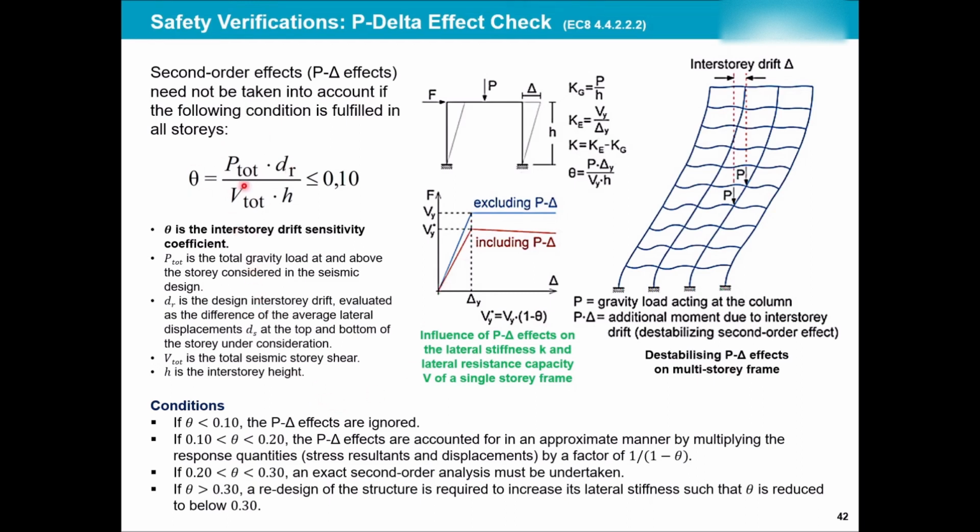Now it's important whether this value is less than 10%, between 10 and 20%, 20 to 30%, or higher than 30%. If the P delta sensitivity coefficient, or the interstory drift sensitivity coefficient, is more than 30%, you have to redesign. It's too much. If it's between 20% and 30%, you have to do a proper second order analysis, usually using software. If it's less than 10%, you can ignore it. It's not that much. Your interstory drift is not causing so much geometric nonlinearity.